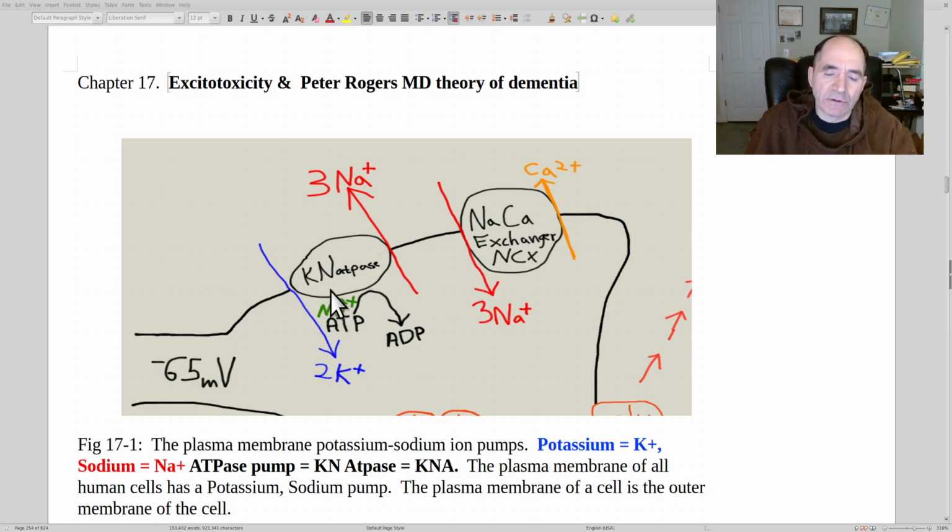This pump right here is actually the most important one. This is the Potassium-Sodium ATPase pump. And it uses ATP, which is the energy currency of the cell. This is what's made in the mitochondria. ATP means adenosine triphosphate. It requires energy to pump the sodium out of the cell because you're pumping against the gradient. Sodium is more concentrated outside the cell than inside the cell. When you pump against a gradient, you have to use energy in order to be able to do that.